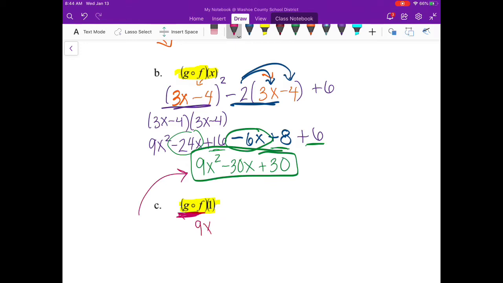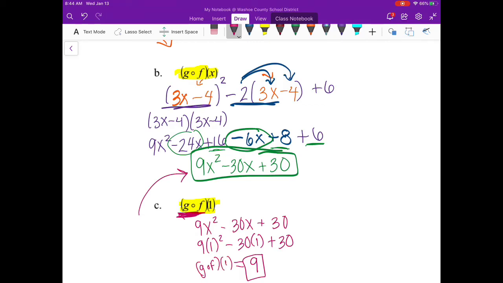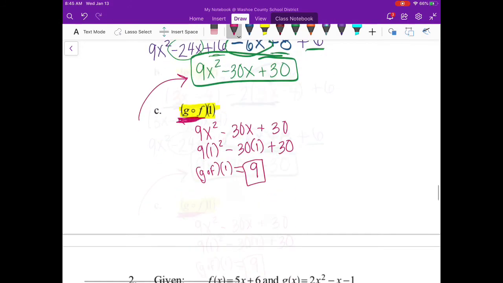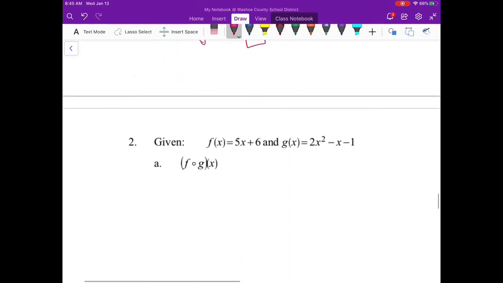So again, I'm using that same function I just came up with by doing g of f of x, and then I'm substituting in any x's with the 1. So use your calculator to simplify that, and you should get 9 as your answer. Okay, so that's what we get when we replace 1 for the g of f of x function. All right, let's go to example number 2.